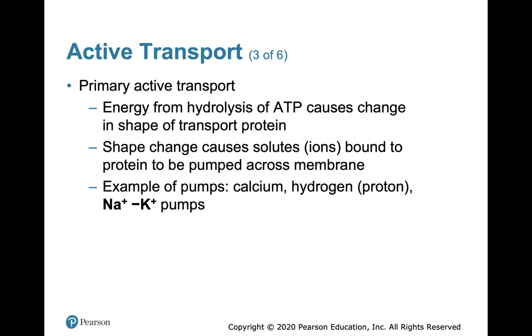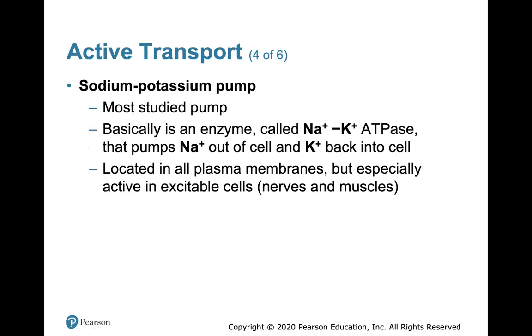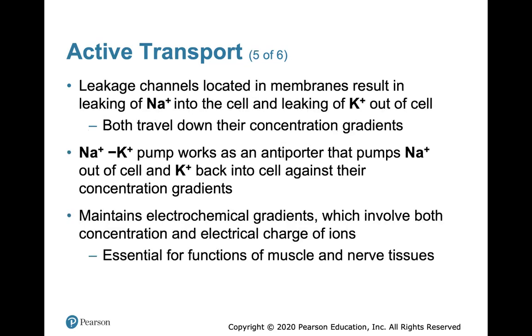An example of primary active transport are different pumps, especially the sodium potassium pump that we're going to learn a lot about in this class. The sodium potassium pump is the most studied. It's basically an enzyme called sodium potassium ATPase that pumps sodium out of the cell and potassium into the cell. It's located in plasma membranes, but especially it's located in excitable cells like nerves and muscle.